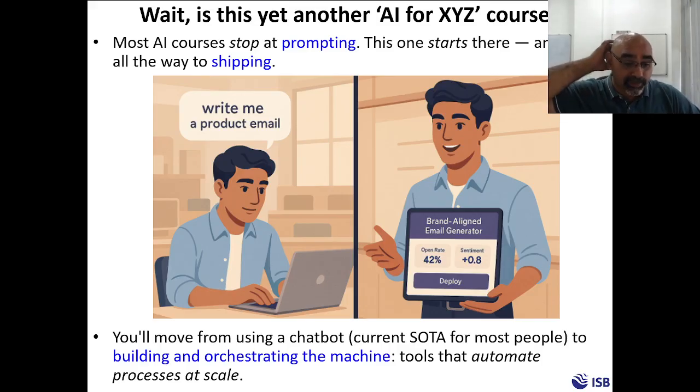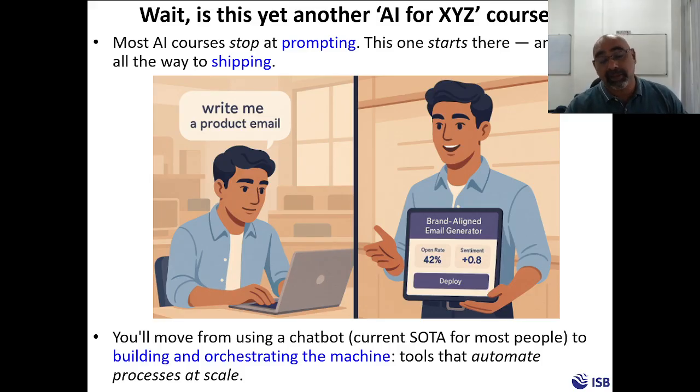So you move from using a chatbot, which is current SOTA. SOTA is state of the art. The current state of the art, most people, certainly in marketing, what they're doing is, we're going to write some prompts, we'll do some fancy Gen AI image generation, and that's about it. But it goes way beyond that, and we'll see how in this course.